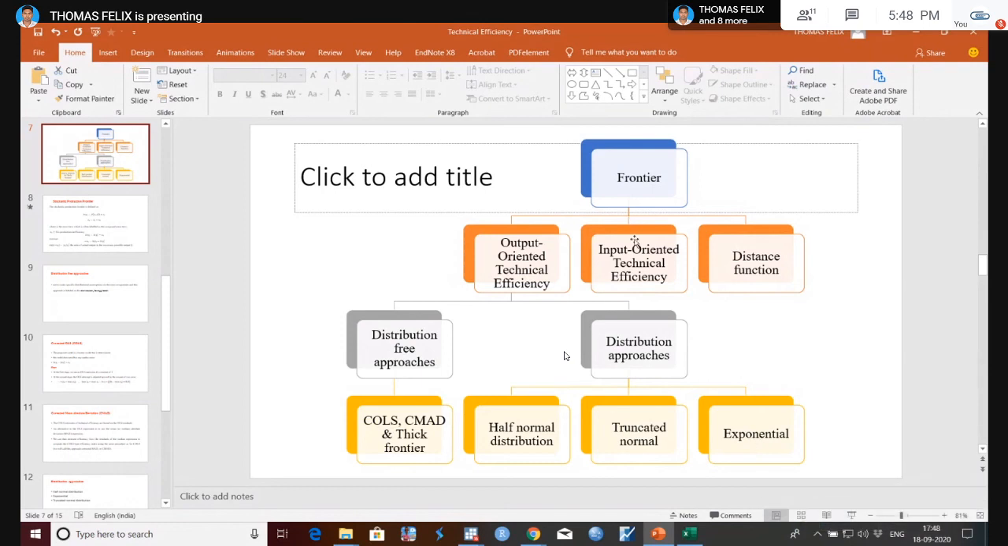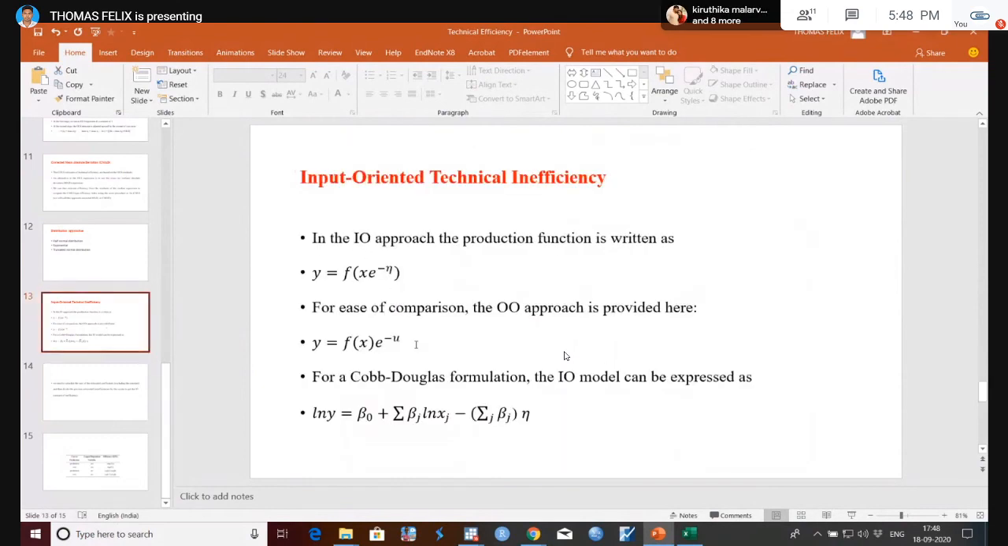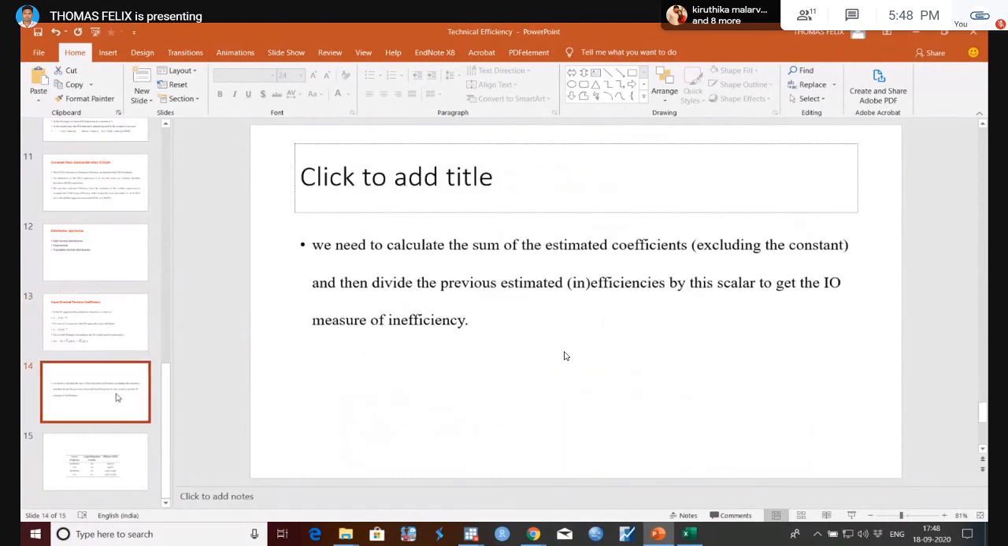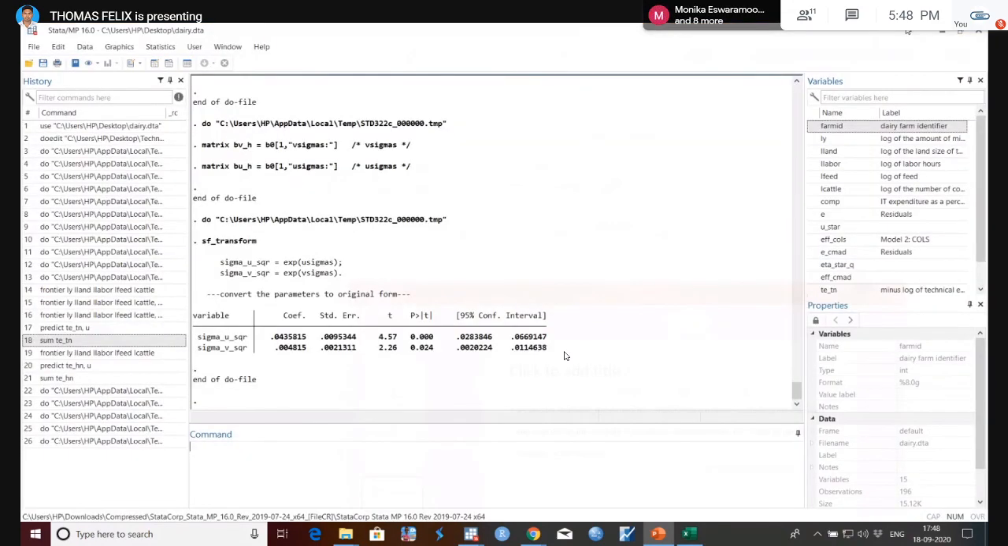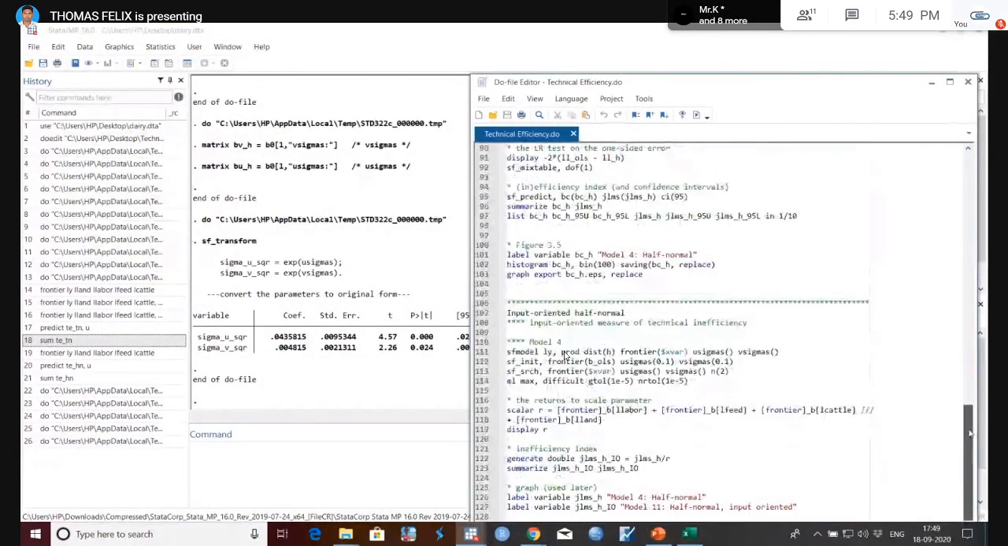As I said, there is another thing, input oriented technical efficiency. For calculating it, first we need to calculate the output oriented technical efficiency. From that, we estimate the inefficiency values, and then adjust the inefficiency values with the scalar value, that is the return to scale. So now we are going to see the input oriented half normal distribution function.